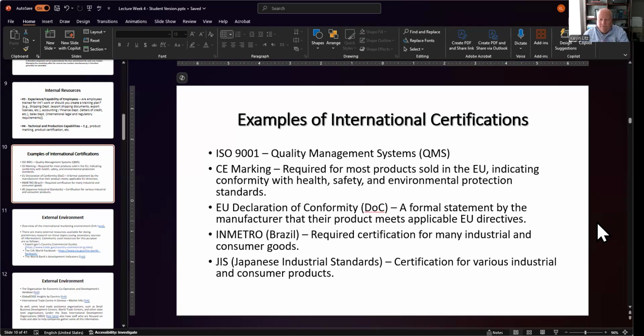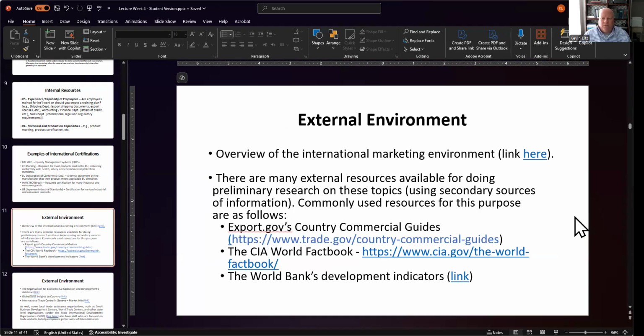You have to certify that it's good for use in Brazil. Japan, JIS. In other words, on the technical side, you need to get your engineering people and manufacturing people up to speed to be ready to get certified, so the products are certified and approved to enter the new market.